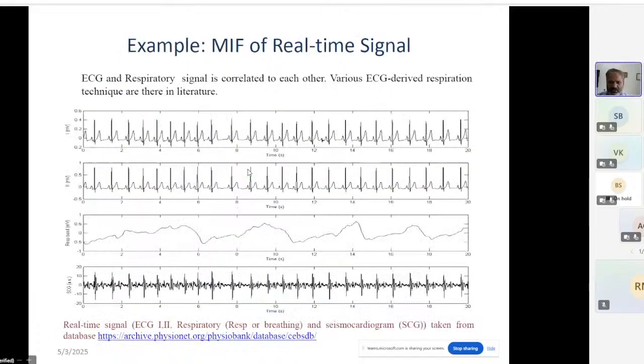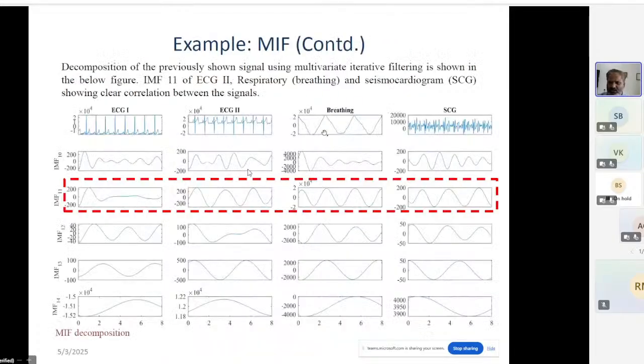Now what is the use of this multi-channel signal processing? One real-life application is in the ICU, where we want more reliable vital parameters. We record multimodal signals, and the question is how to find the common information. This is ECG lead 1, ECG lead 2, a respiratory (breathing) signal, and the fourth one is a seismocardiogram. These four signals are recorded with different instruments, and if you apply multi-channel signal processing, it will bring the common information together. Maybe IMF 11 can be used to compute the heart rate, but these four components will come from different modalities, so whatever vital parameter you estimate will be more reliable. That is one nice application.